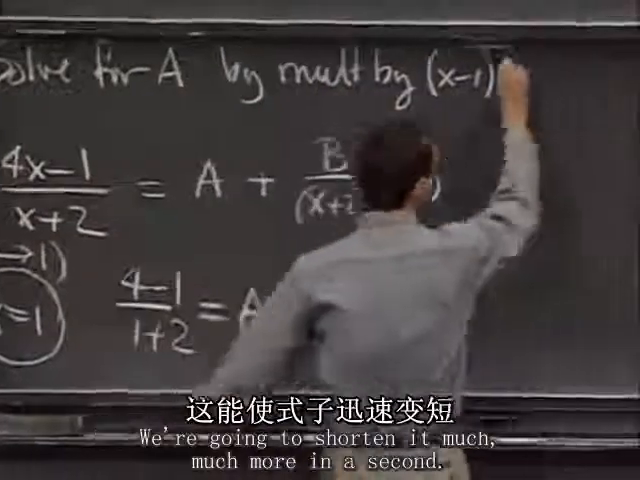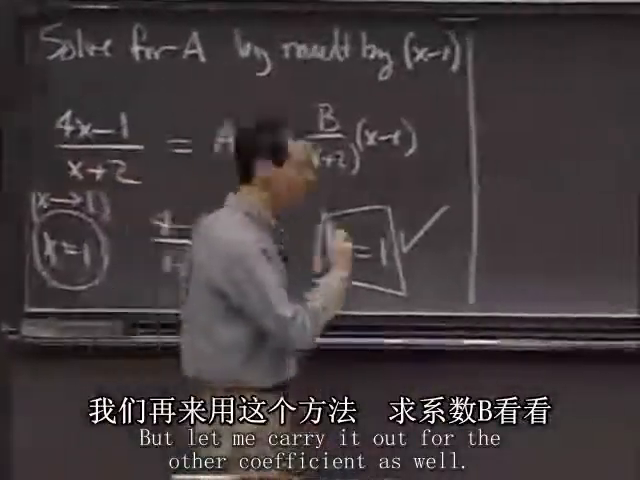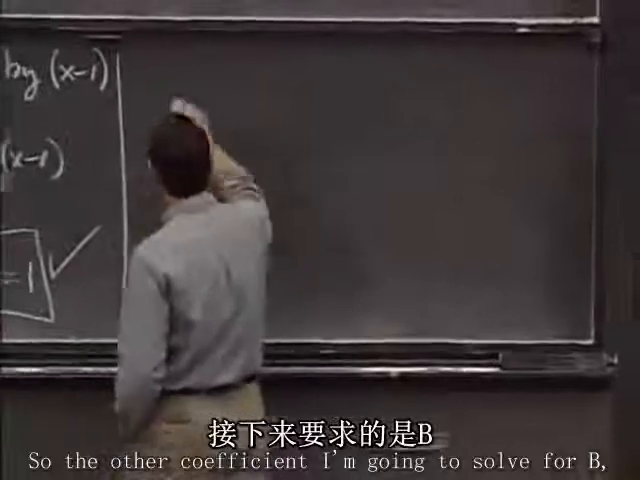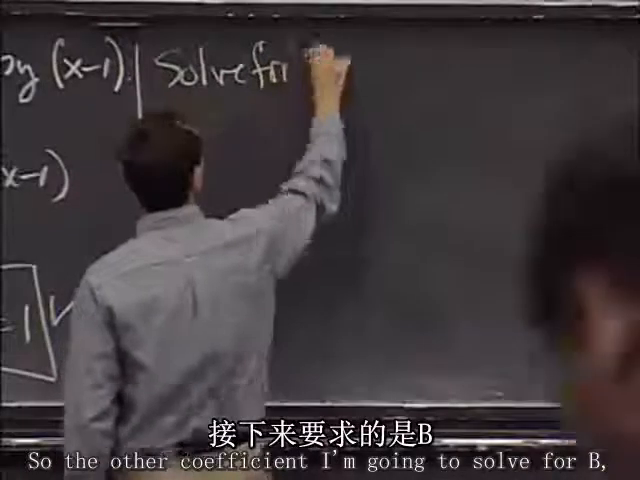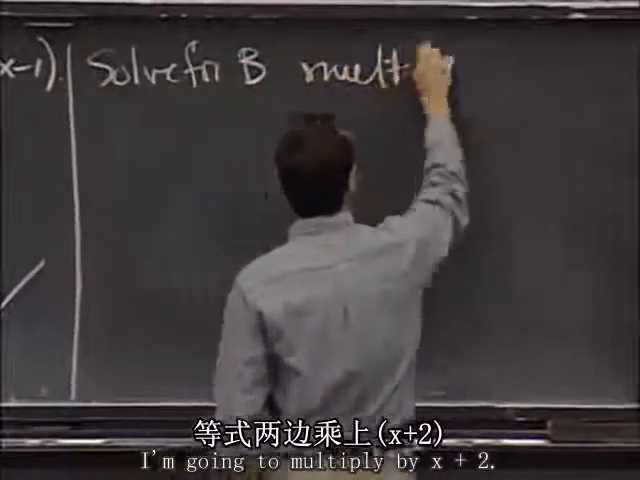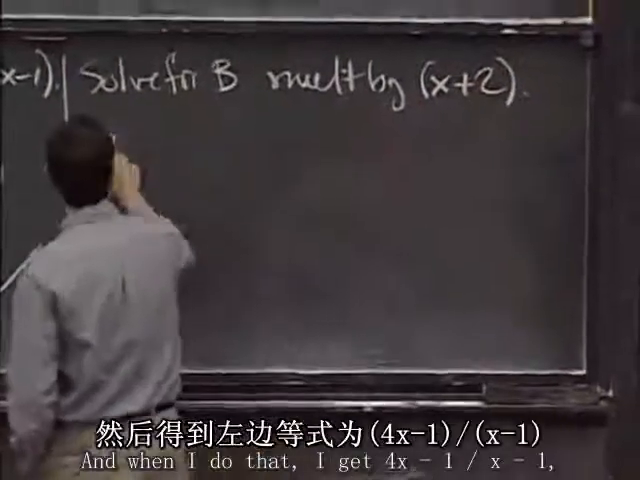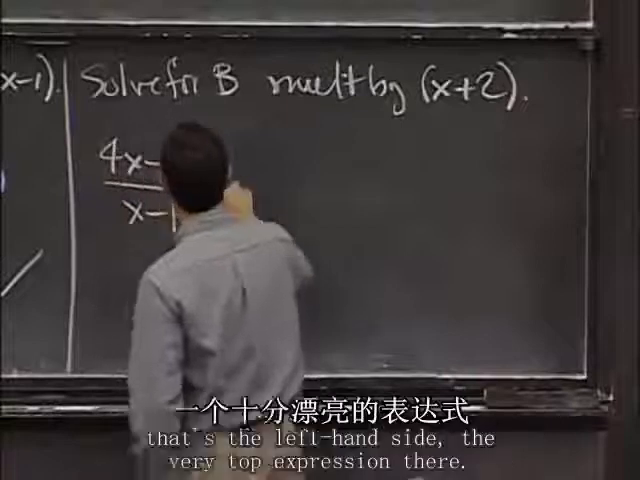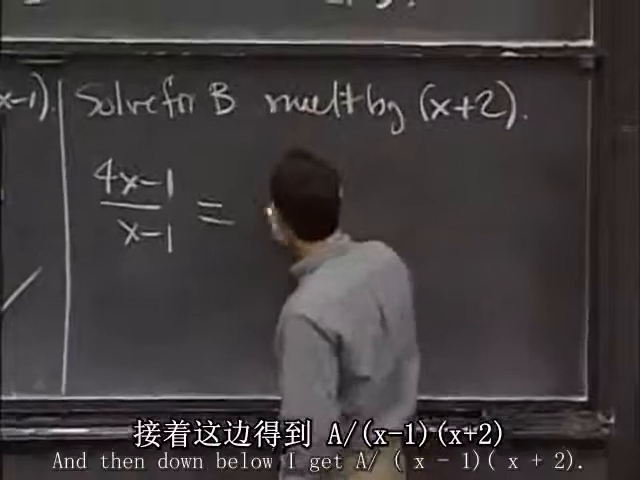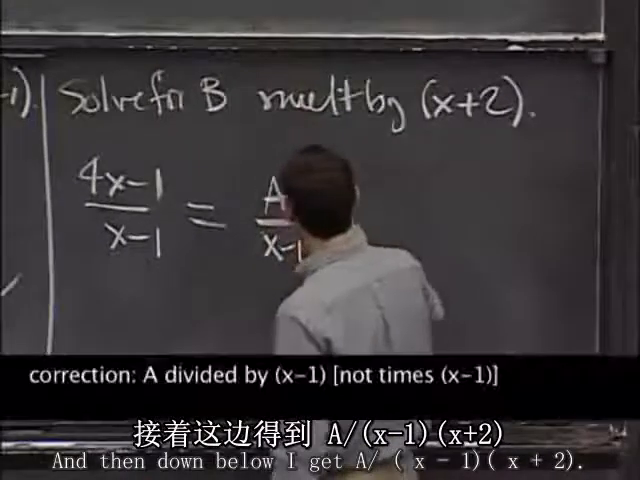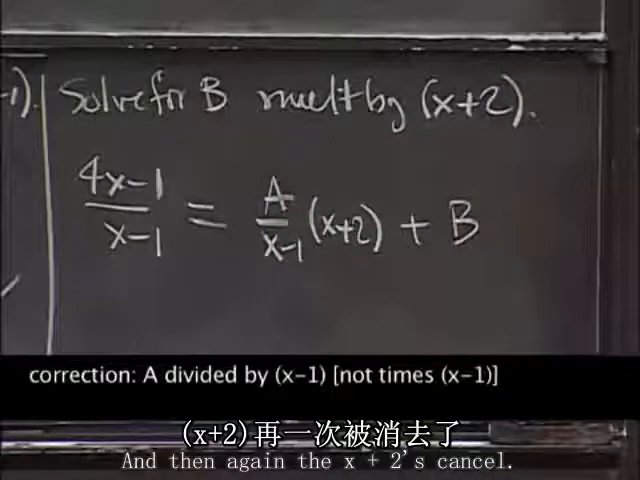We're going to shorten it much, much more in a second, but let me carry it out for the other coefficient as well. So the other coefficient, I'm going to solve for B, I'm going to multiply by x plus 2. And when I do that, I get 4x minus 1 divided by x minus 1. That's the left-hand side, the very top expression there. And then down below, I get A times x minus 1 times x plus 2. And then again, the x plus 2's cancel. So I get B sitting alone.